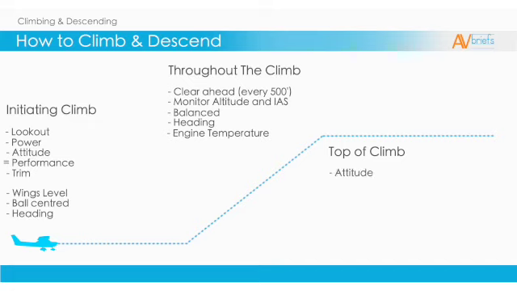Set level attitude. Observe speed increasing. Once at desired speed, or within 10%, reduce power to cruise power. Maintain attitude. Trim. Wings level. Ball centered. Heading in the right direction. Again, you will want to cycle through this a few times till the airplane is stabilized.